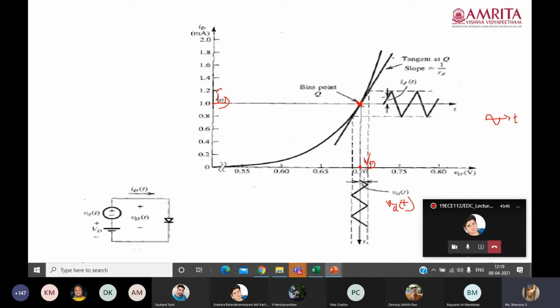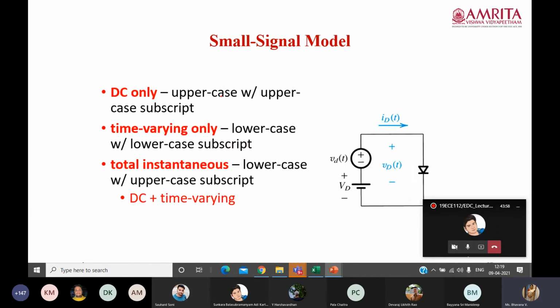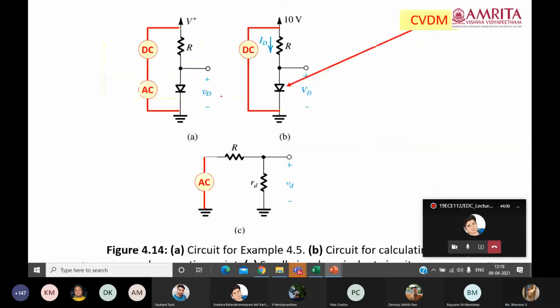So how to draw this is: draw a tangent to this characteristic by taking the linear segment, then fix the Q point. From the Q point, extrapolate to the X and Y axes, and get the values of capital VD and capital ID. I'll give time to draw this. Now you may take down.